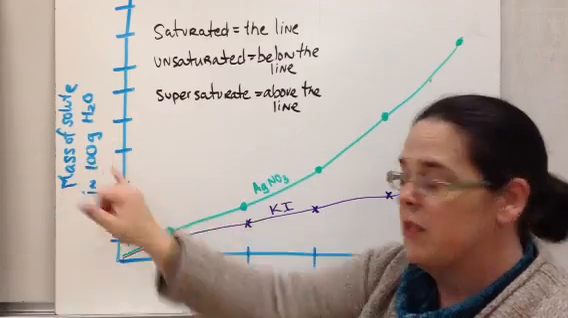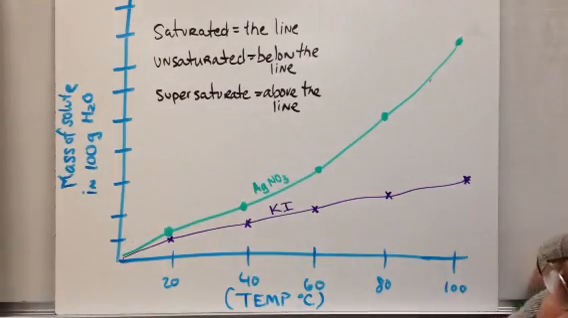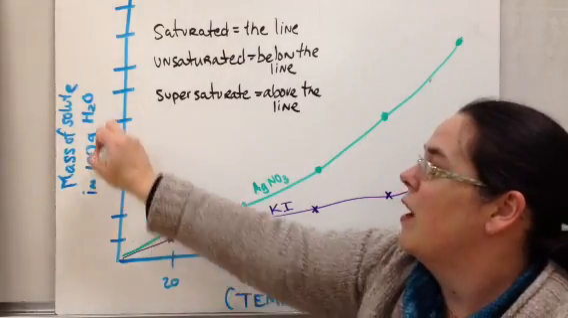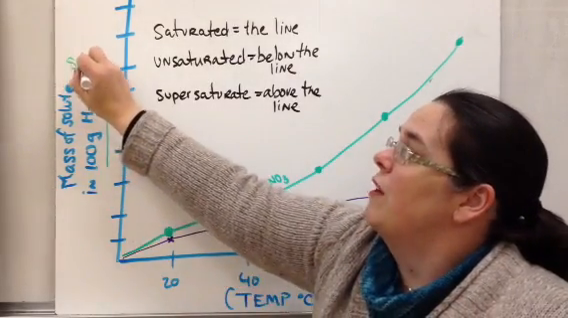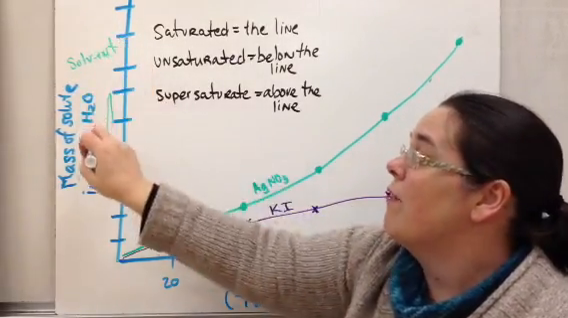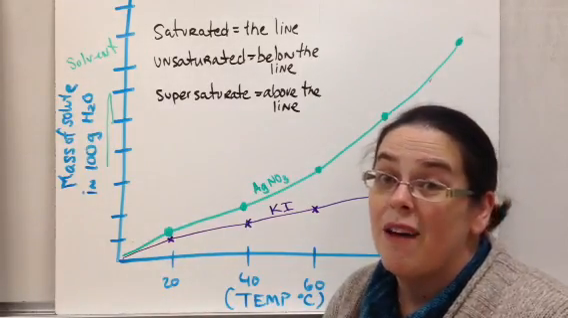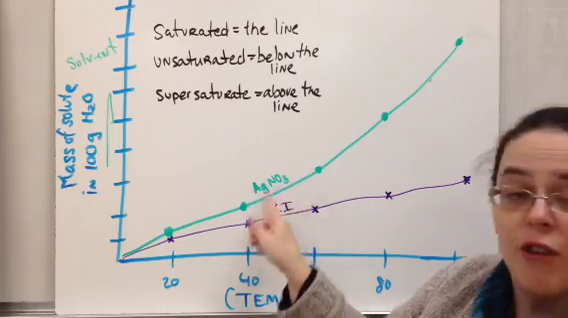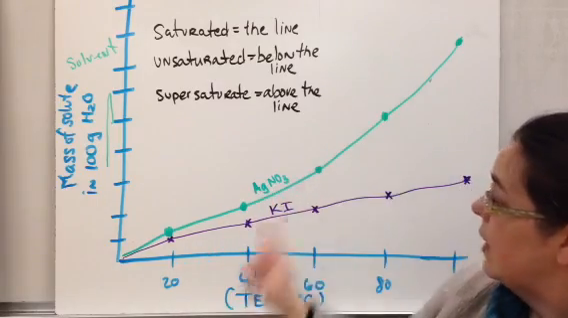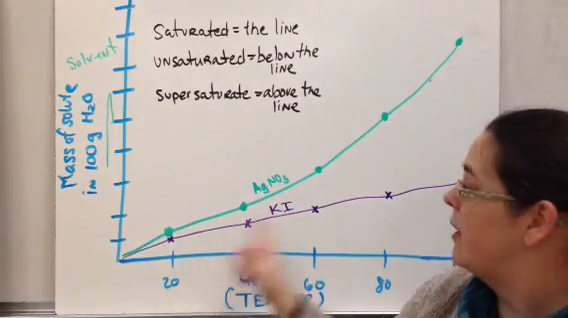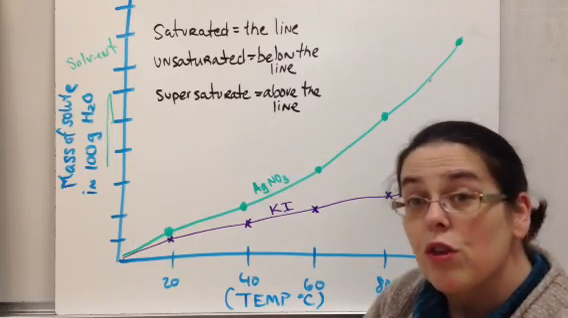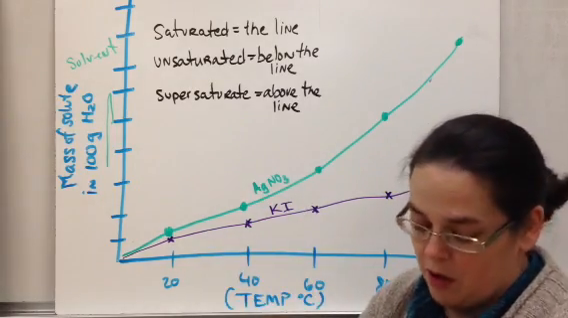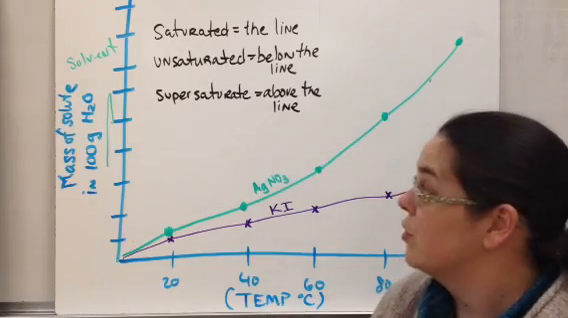This 100 grams is very important because it tells you how much solvent you have. So if you have more than 100 grams, then you have to factor that in. So we have silver nitrate, AgNO3, here the green line, and then we have KI, potassium iodide, the purple line. So those two compounds, we're going to talk about how much stuff can be dissolved at different temperatures.